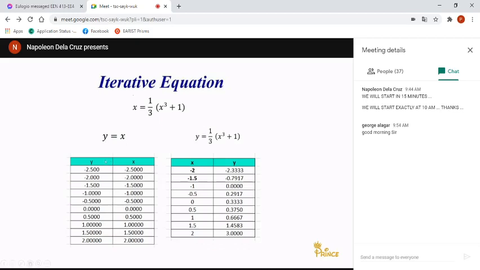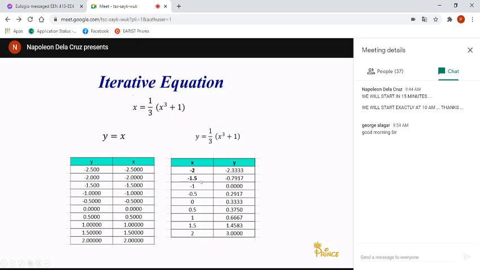Mag-assume ng values of x. So therefore, automatic that y is equal to x. So therefore, this will just be equal to this. Or this will just be equal to this. Assumption lang to for the meantime. Nilagay lang yan sa Excel. Okay? At sinolve for to. Nilagay lang to sa Excel. Sinolve yan. Next. If x is equal to this much, what is y?